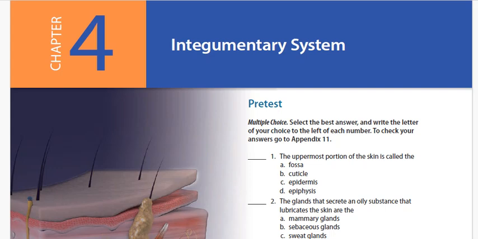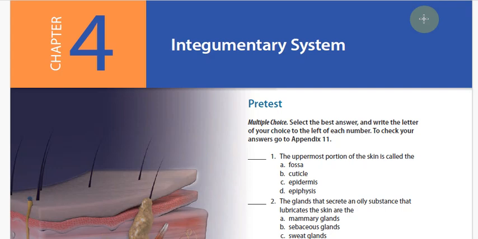From the medical terminology book, today we're going to work on chapter 4, Integumentary system. We work on prefixes, suffixes, we work on technical words, we also work on some general words which are important in the text.